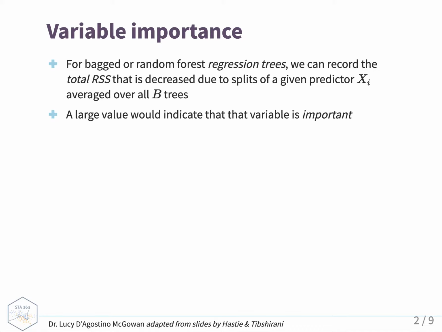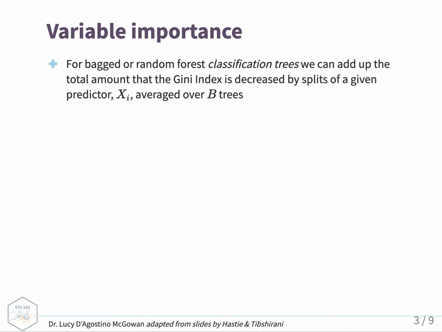And so basically a large value is going to indicate that the variable is important because it has a big contribution on average. And for bagged or random forest classification trees, we can add up the total amount that the Gini index is decreased by splits from a given predictor X, and we can average that over the B trees.